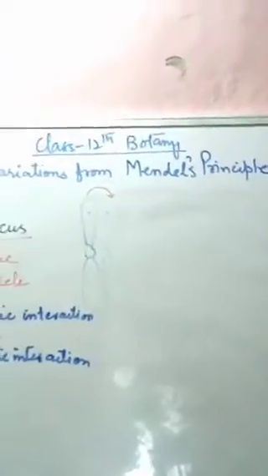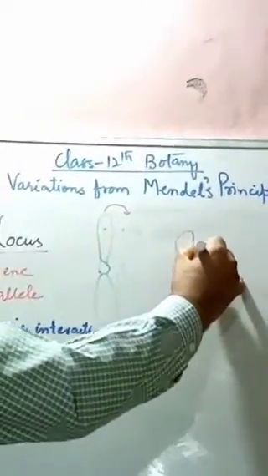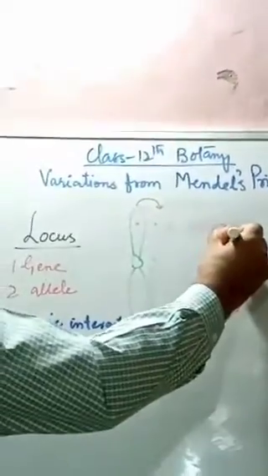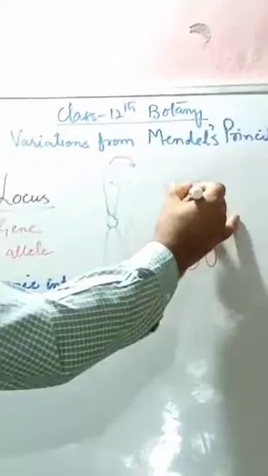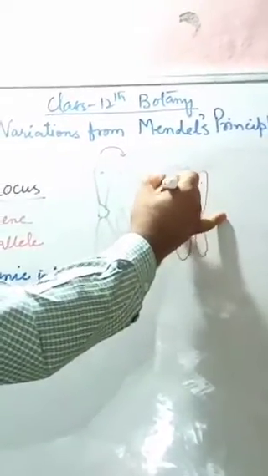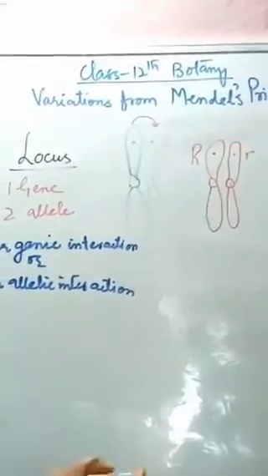Now we have one more pair of genes, on these homologous chromosomes. This is the locus for the gene for the character, pink color, which is pink, and this is the red color, and this small r is the white color.